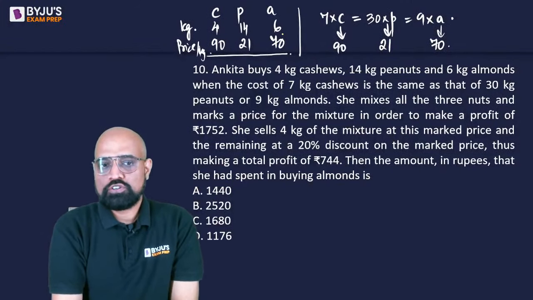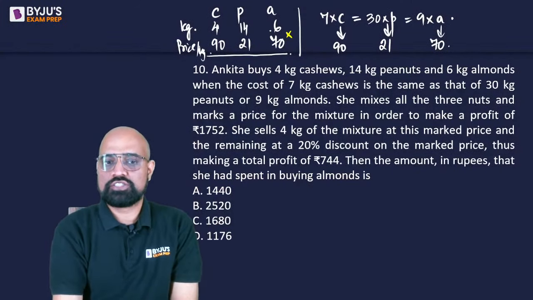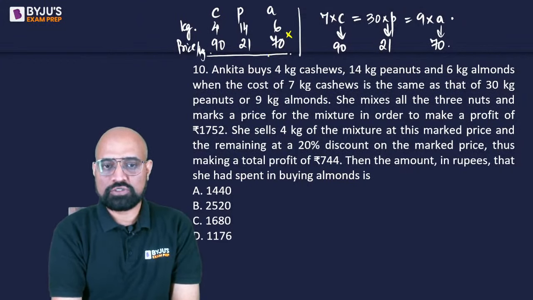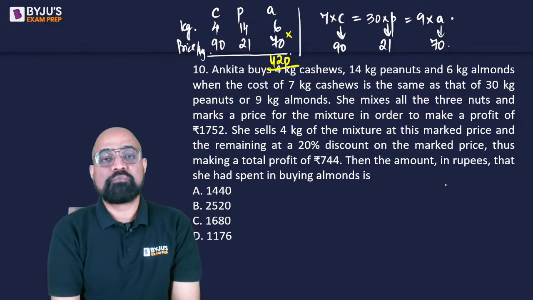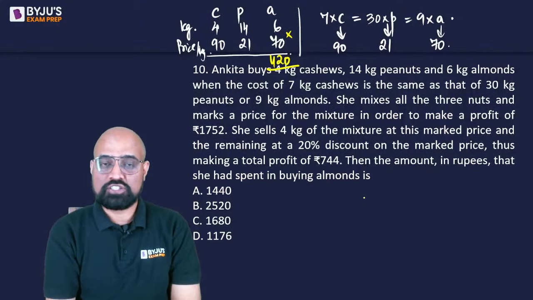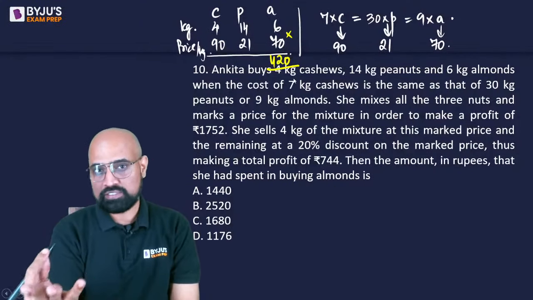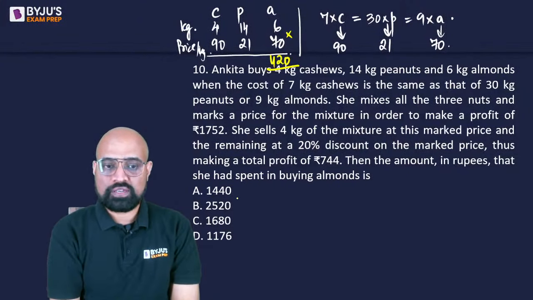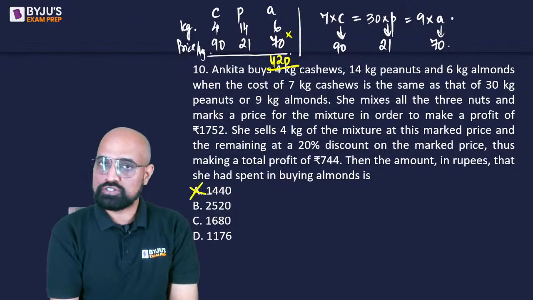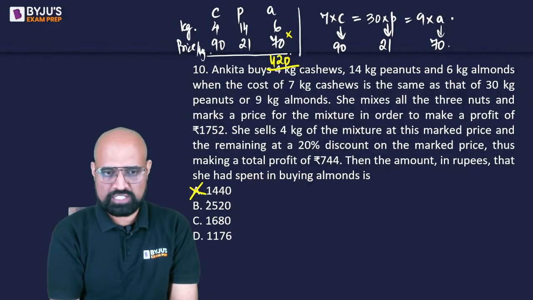So if I want to find out how much she paid for almonds, this is going to be 6 into 70, which is 420. So can I say the final amount she's going to spend while buying almonds should be in the table of 6 and 7 both, first step, right? So 1440 is not in the table of 7, so this is gone. 2520 is in the table of 7. It's also in the table of 6, 6 as in 3. So this will work.